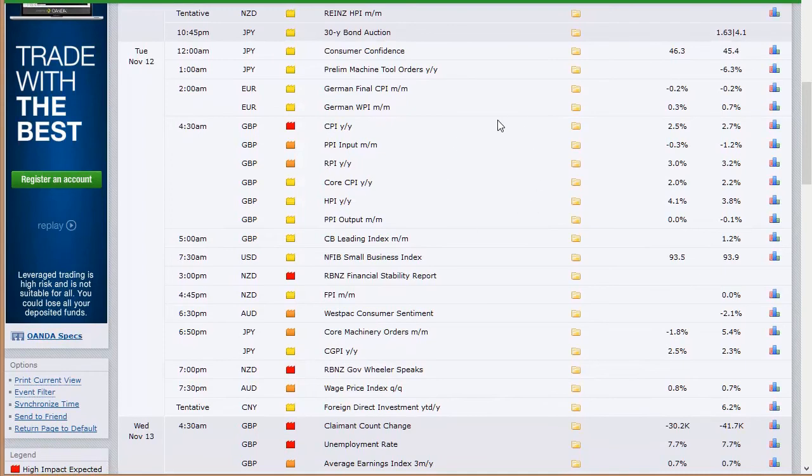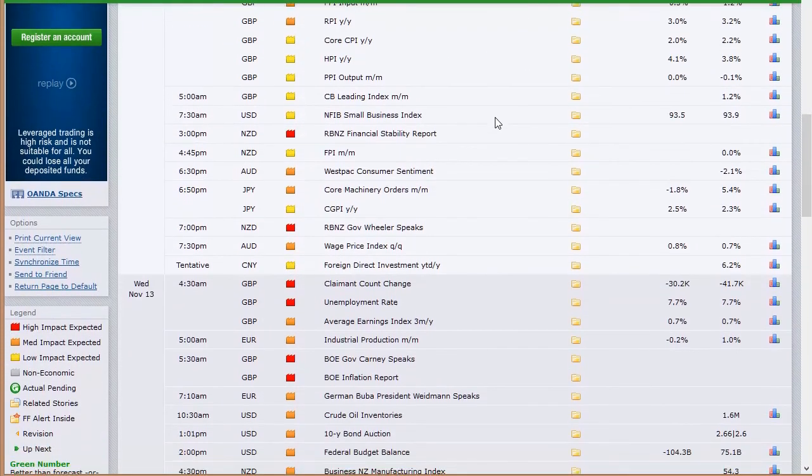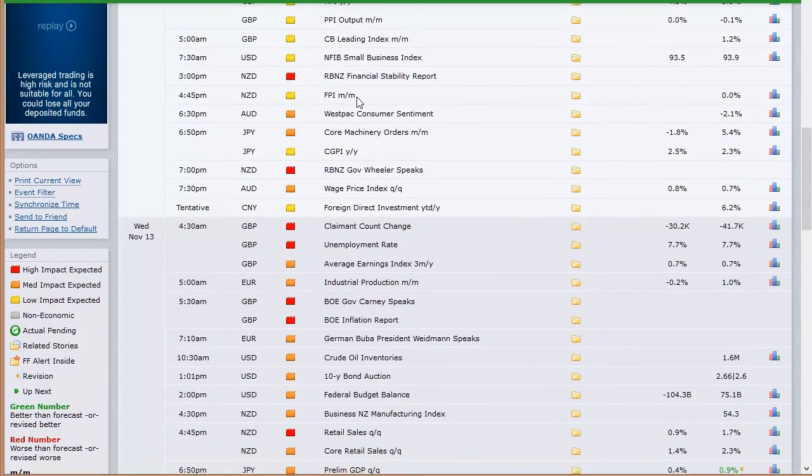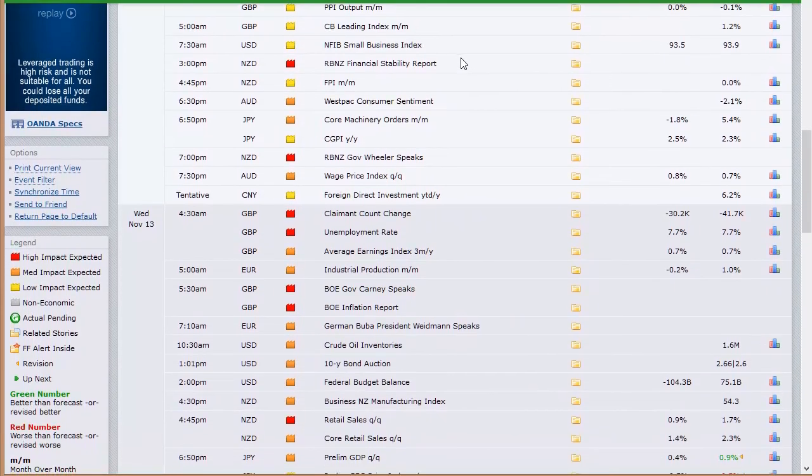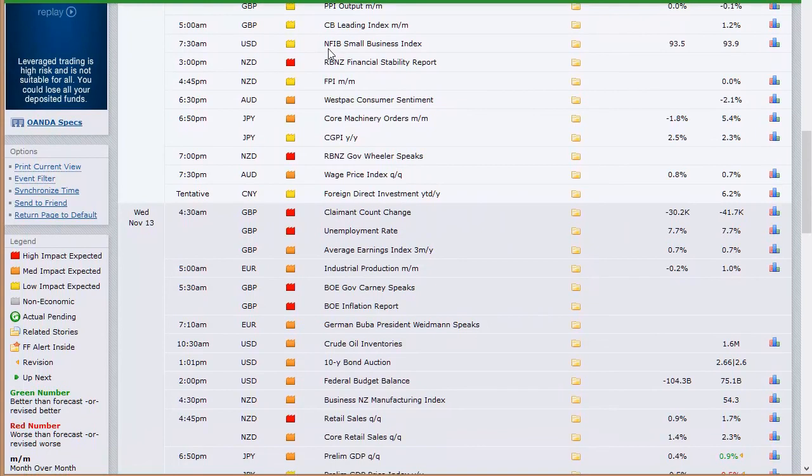How many PIs can you release at once? They dump them all out of the UK. And then the CB leading index. This is all Tuesday morning early. Notice we've had basically no U.S. data to this point. NFIB small business index out of the U.S. That's not a big deal Tuesday morning.